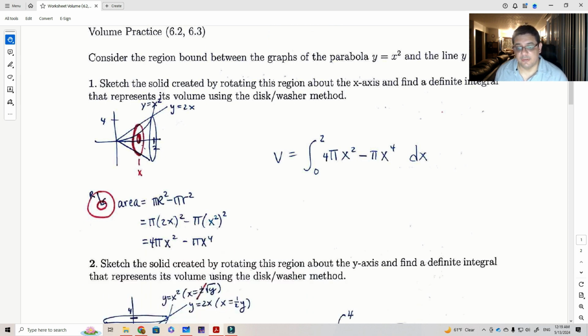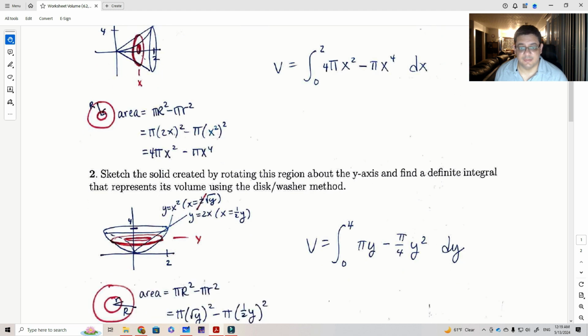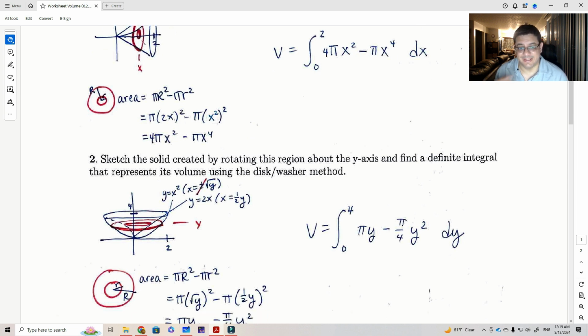Now let's consider the same region, but this time we're going to rotate it around the y-axis. Then we're going to use the definite integral to represent the volume by the disk and washer method. Since this is still perpendicular to the axis of revolution, we're still using the washer method, and then we need to calculate the inner radius and the outer radius, so we need to change the variables that we're using. Notice that y equals x squared becomes x equals the square root of y, and y equals 2x becomes x equals 1/2 of y.